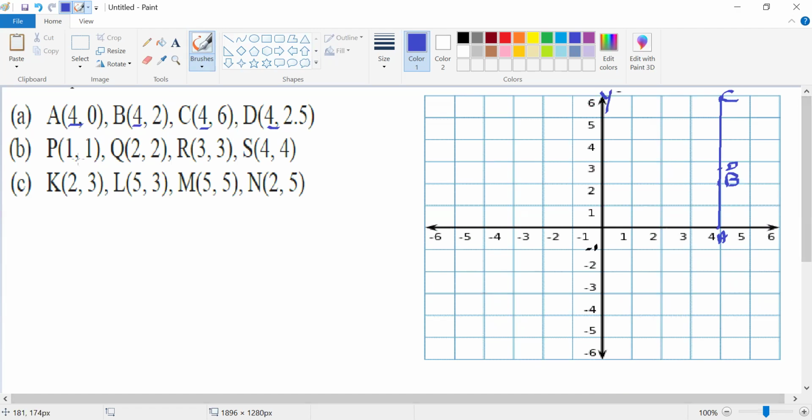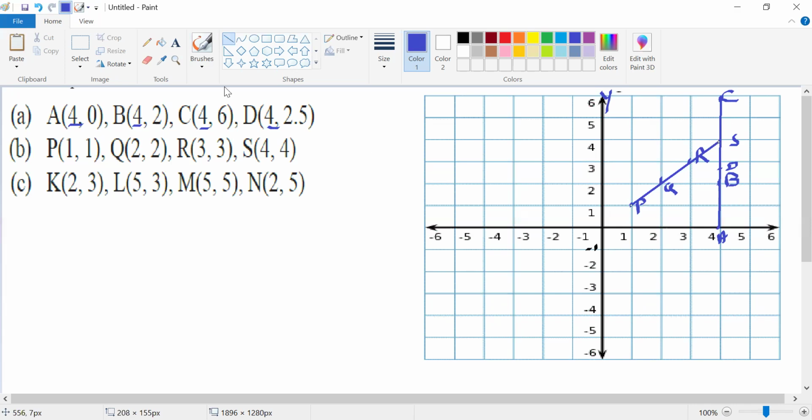Now next one. P 1 1. This is P 1 1. Q 2 2. R 3 3. S 4 4. Now, when you join here, see, you are getting a straight line again.